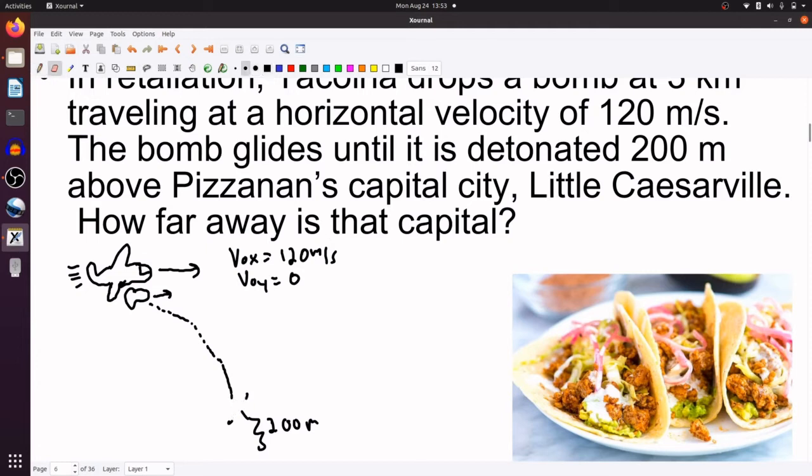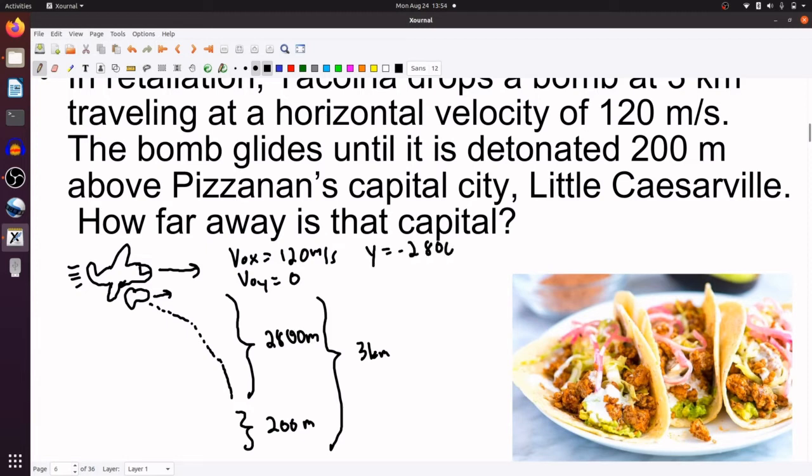Okay, so we drop our bomb, and we're going to detonate it 200 meters above the ground. And that's a really bad 200 meters to the point where I can't read my own writing, and when I can't read my own writing, then I make mistakes. So let's read our own writing. Okay, so I know it's 3 kilometers total. So the displacement is going to be 3,000 minus 200, 3,000 being meters, 2,800 meters, or 2.8 kilometers. So my y is then negative 2,800 meters.